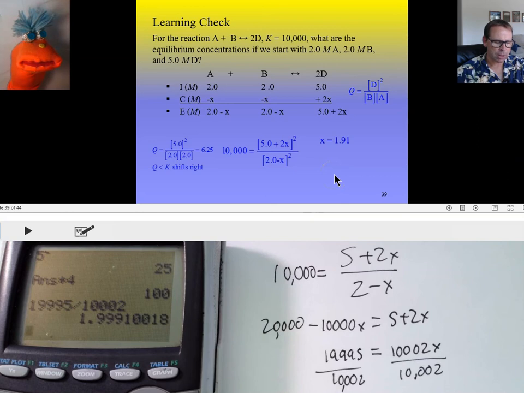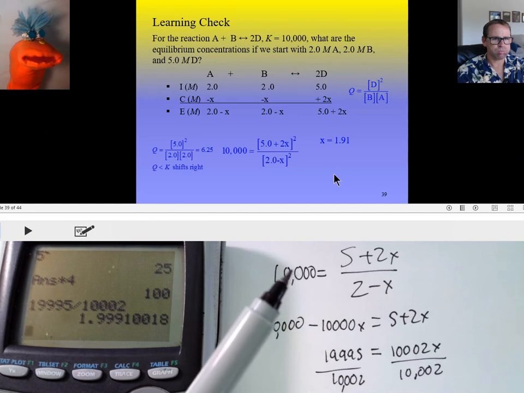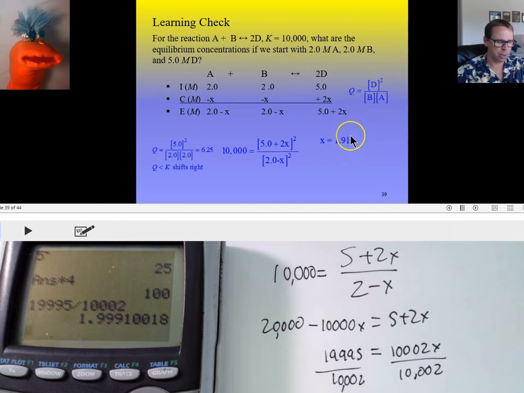Let's see, I wonder how they got 1.91. Did I make a mistake here? 10,000. No, I think that's probably an error here. It should probably be 1.99.